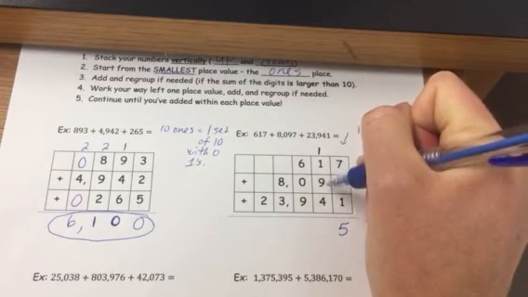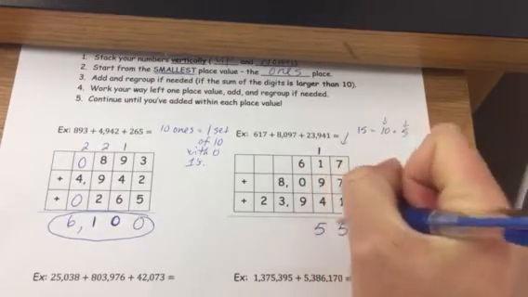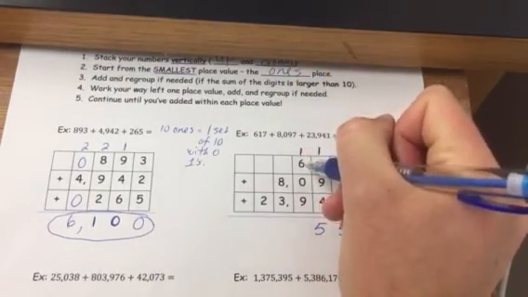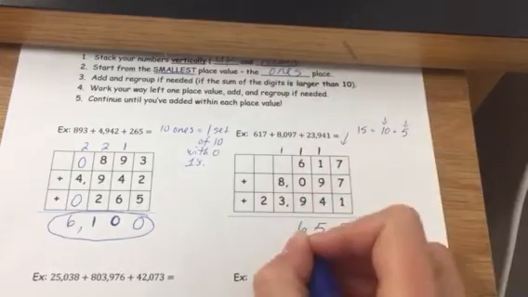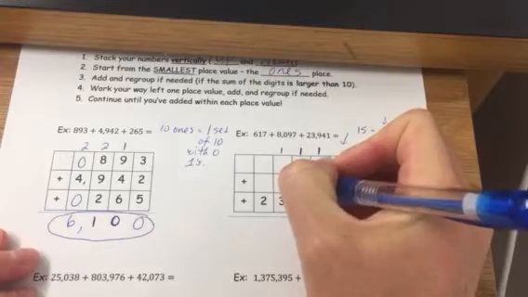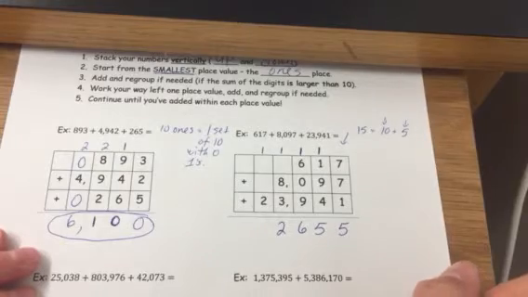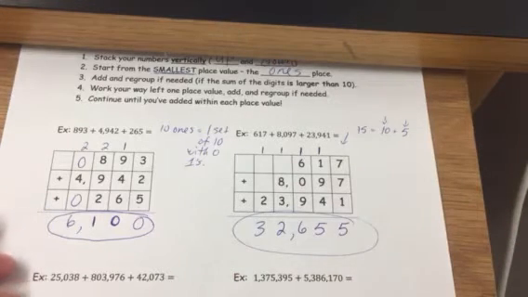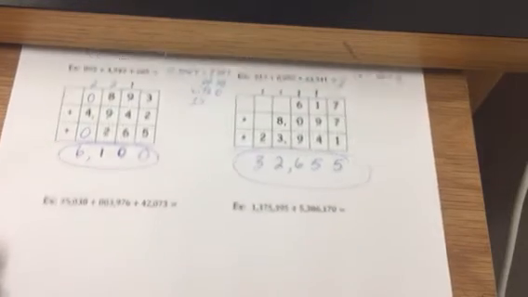1 plus 1 is 2, plus 9 is 11, plus 4 is 15. So again, we're going to put the 5 down here and carry that 1 and regroup that 1. 1 plus 6 is 7, plus 9 is 16. Leave the 6 down below and regroup the 1. 1 plus 8 is 9, plus 3 is 12. I'm going to carry that 1. We're going to regroup that 1. 1 plus 2 is 3. So our sum would be 32,655. I'm going to do one more example with you, and then I'm going to let you do the last example on your own.